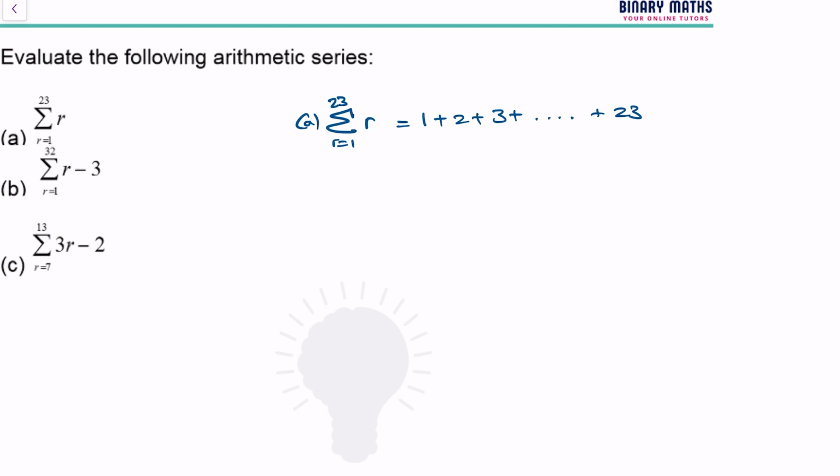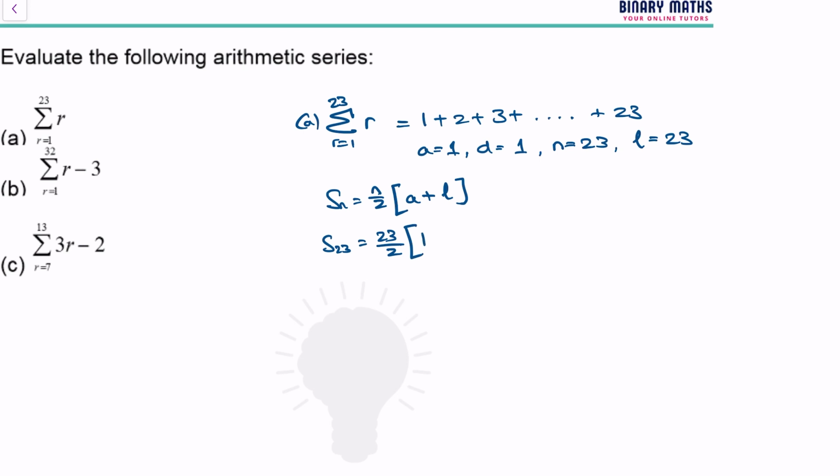So in this case, because we're trying to find the sum of an arithmetic series, we know this is arithmetic because there's a common difference: a is equal to 1, the common difference is equal to 1. We know n, the number of terms, is 23, and we even know the last term, which is 23. So we can use either Sn equals n over 2 times 2a plus n minus 1 times d, or Sn is equal to n over 2 times a plus l. In this case, it's easier to use Sn is equal to n over 2 times a plus l. So that means S of 23 is equal to 23 over 2 times 1 plus 23.